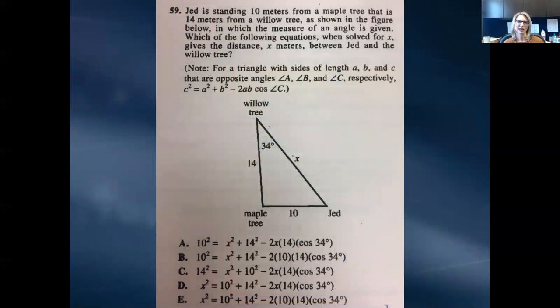All right, Jed is standing 10 meters from a maple tree that is 14 meters from a willow tree, as shown in the figure below, in which the measure of an angle is given. Which of the following equations, when solved for x, gives the distance between Jed and the willow tree? So we're given the length between Jed and the maple tree, and the length between the maple and the willow tree, and we've got to find the length between Jed and the willow tree.